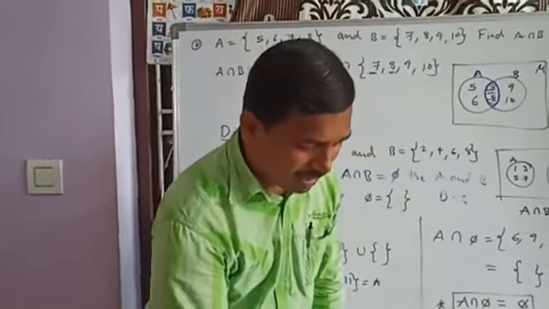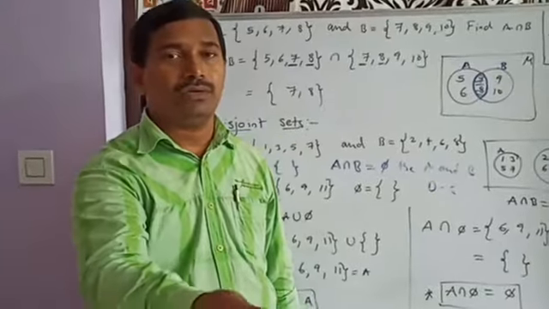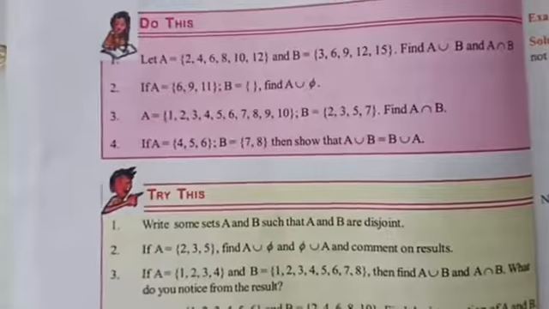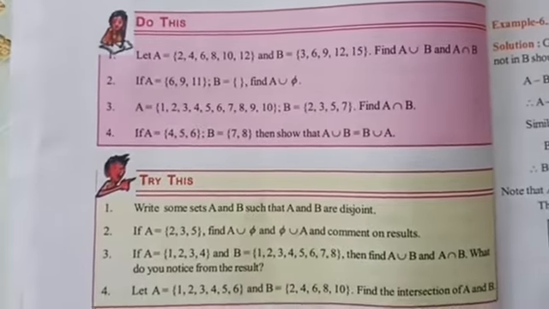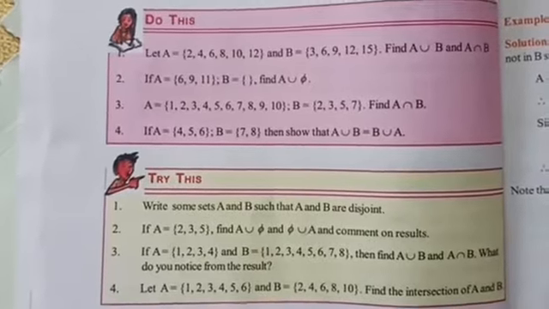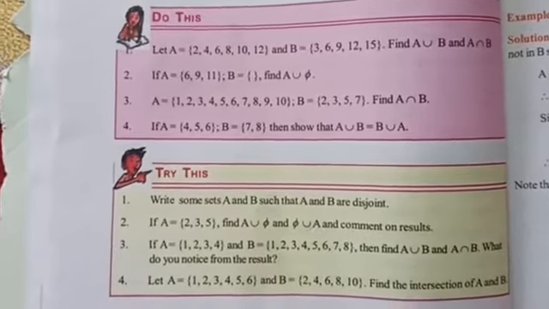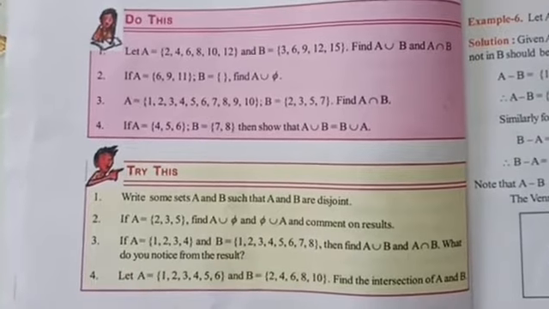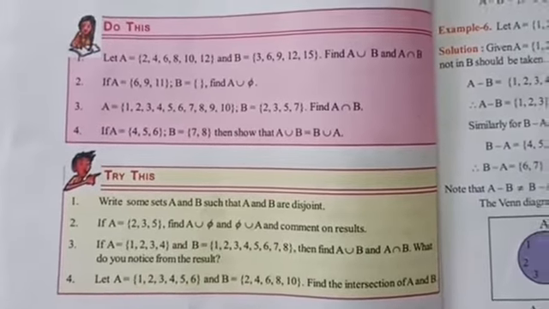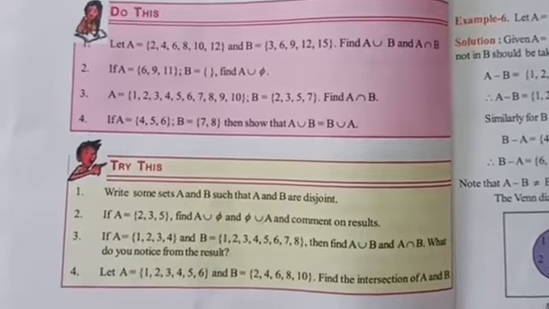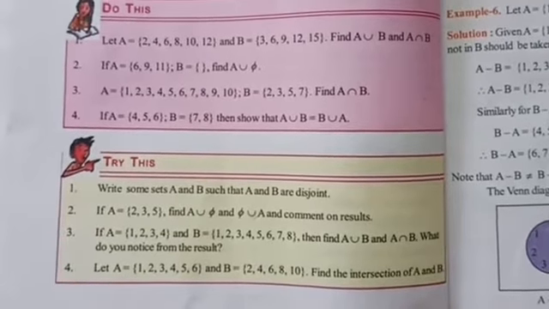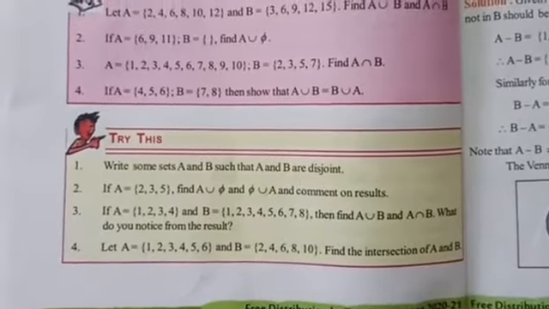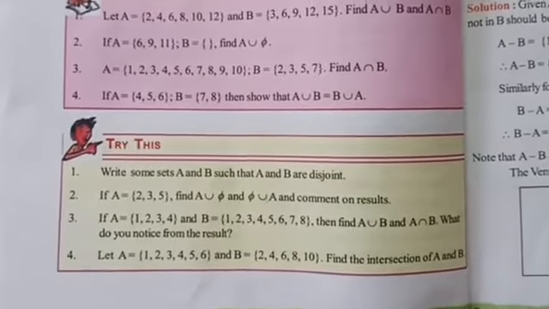Here we have problems to do and try. Do this A and B: find A union B, A intersection B. Second one, A and B, A union B, A union pi. Already we found that out. Third one, fourth one: show that A union B is equal to B union A. These are also properties on operations on sets. Try this also.